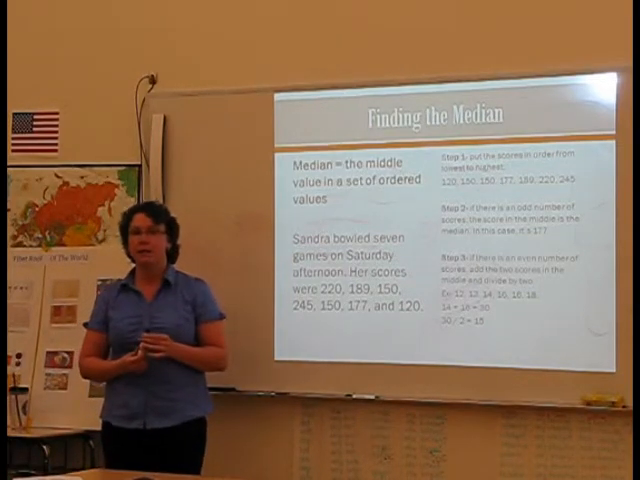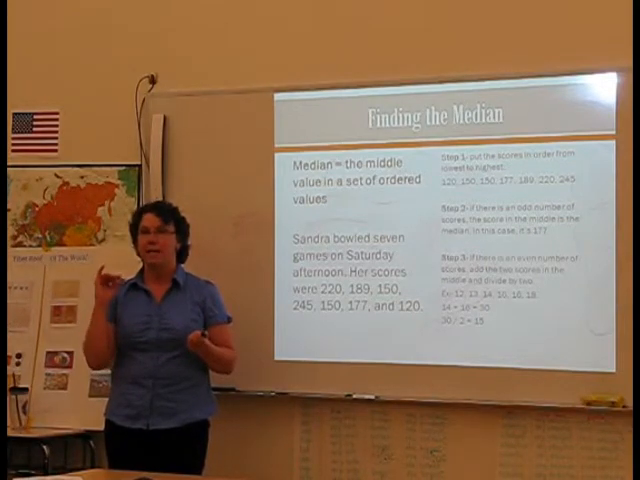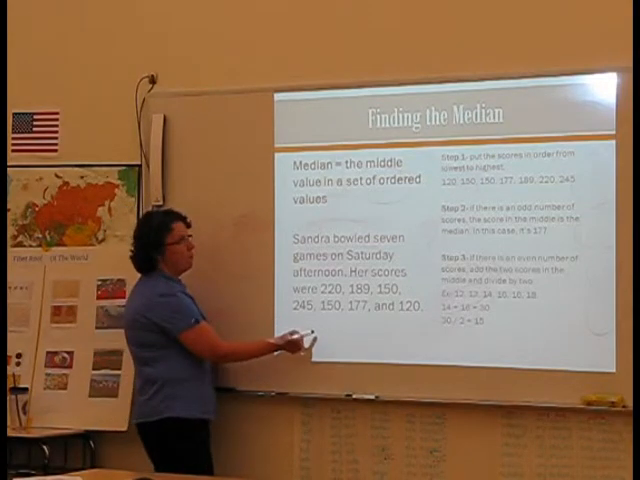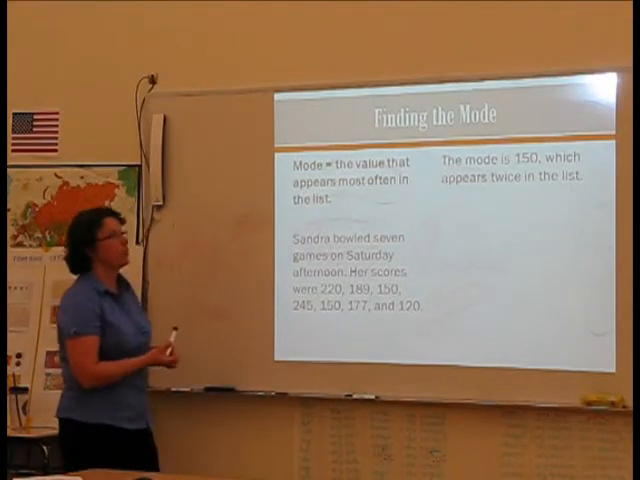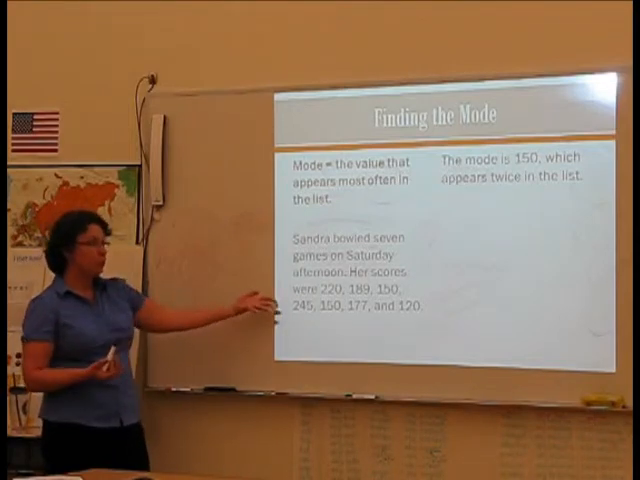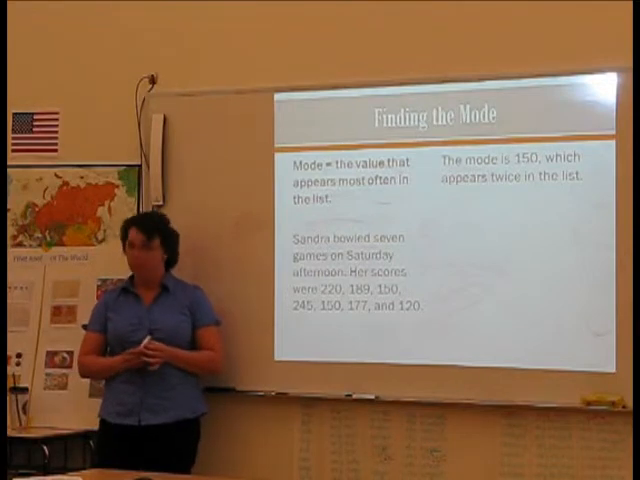Okay. Mean is average. Add them all together, divide by how many you added. Median, we have to put them in order. Find the middle score. After that, mode and range are no big deal. Mode is simply the value that appears most often in the list. There's only one number that appears twice in this list. What is it? That's it.